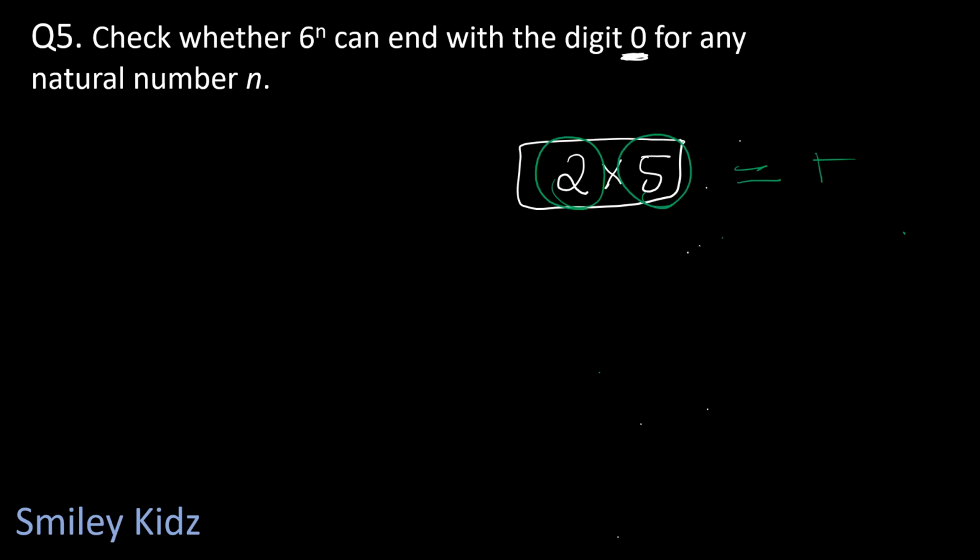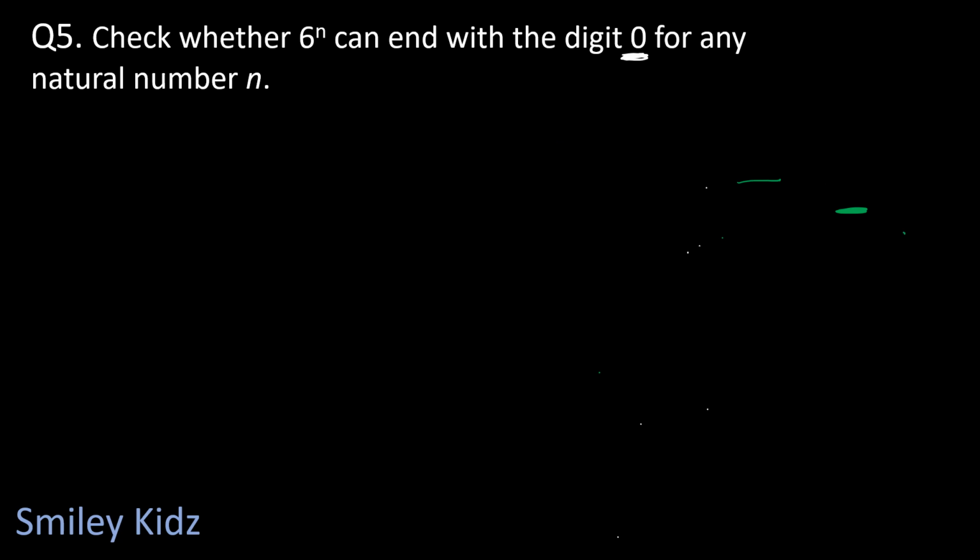Now 2 times 5 is what? 10, isn't it? And it results with 0 as its end digit, isn't it? Now, here the question asks, can 6 power n end with 0?